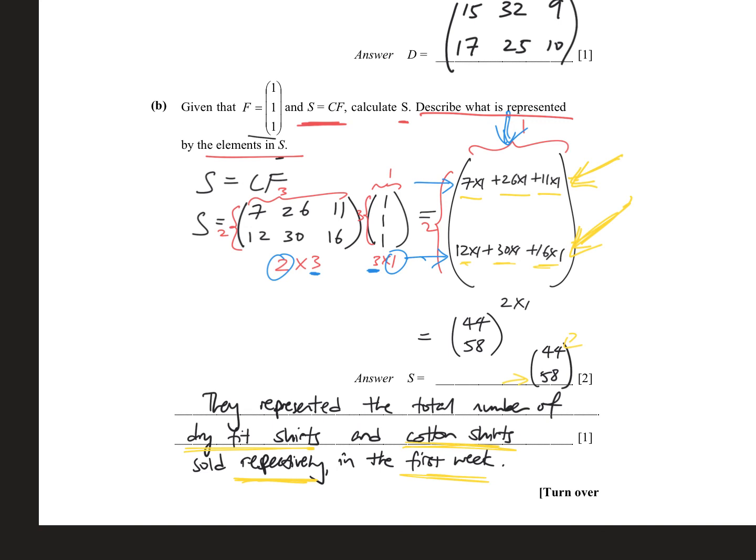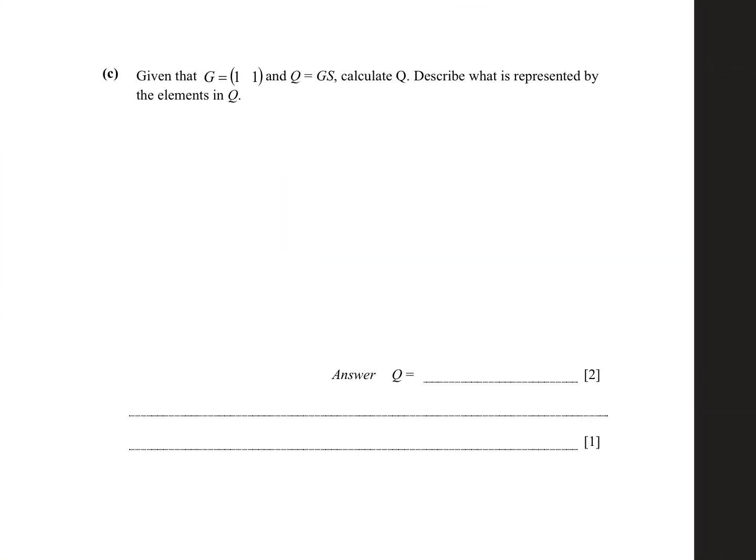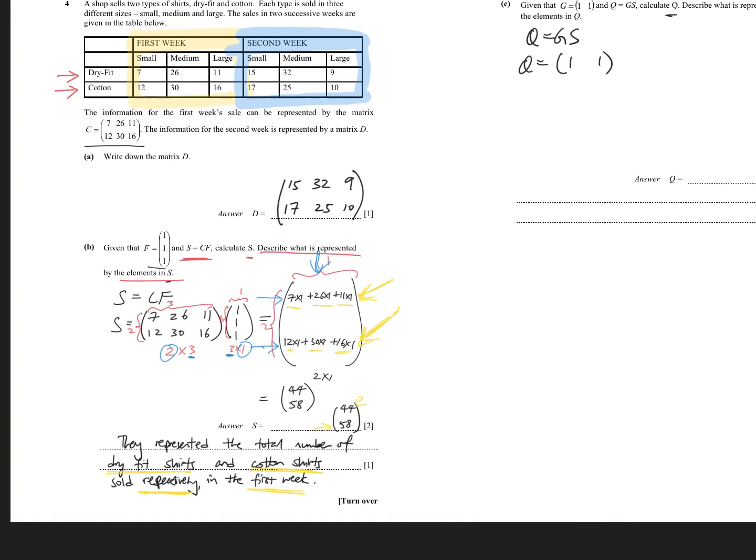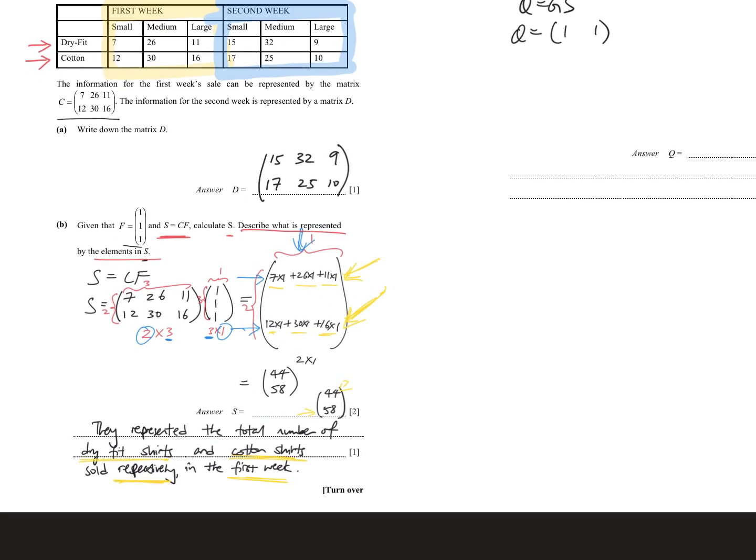Okay, and so let's move on to the last part. The last part says given that G equals this matrix and Q equals GS, they want us to calculate Q. So in similar fashion, I write down the equation that they gave us, the formula, and we want to calculate Q. So I don't know what Q is, so I'll leave it there, and then say 1, 1. And S, what is S? I forgot what S is. Oh, S is what I calculated over here, 44 and 58.